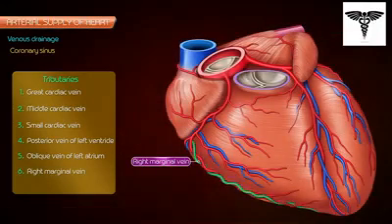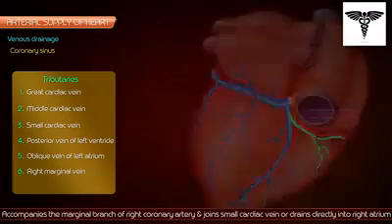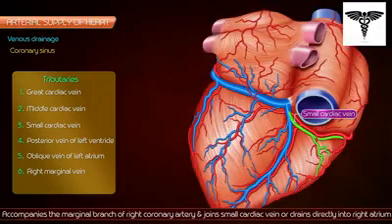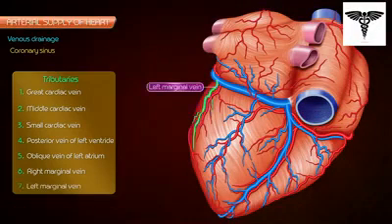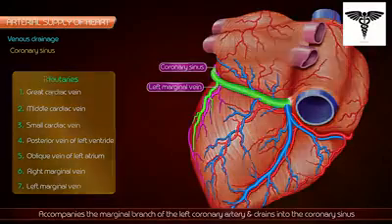Right marginal vein. It accompanies the marginal branch of the right coronary artery and joins the small cardiac vein or drains directly into the right atrium. Left marginal vein. It accompanies the marginal branch of the left coronary artery and drains into the coronary sinus.